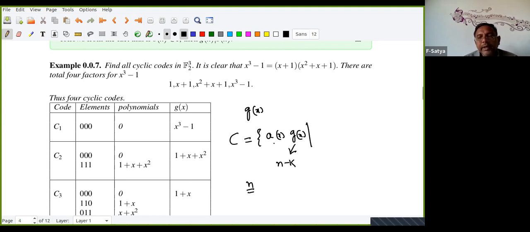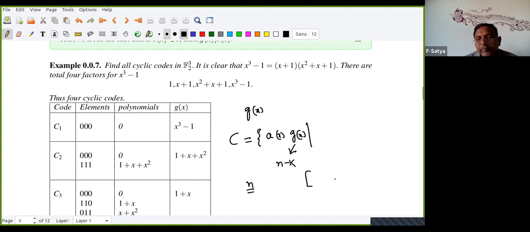So a(x) is a polynomial of degree at most k minus 1. Why k minus 1? Because if I multiply them, the degree of the product polynomial is at most n minus 1, right? That is exactly what quotienting by x to the power n minus 1 means. But what is a(x) now? a(x) is any polynomial now. I am free to choose.